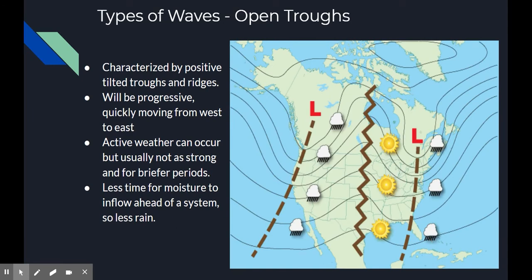Kind of the opposite of those blocking patterns are these waves we call open troughs, which move fairly rapidly from west to east. They do have weather associated with them, but not to the level of maybe a negatively tilted trough or a closed low.